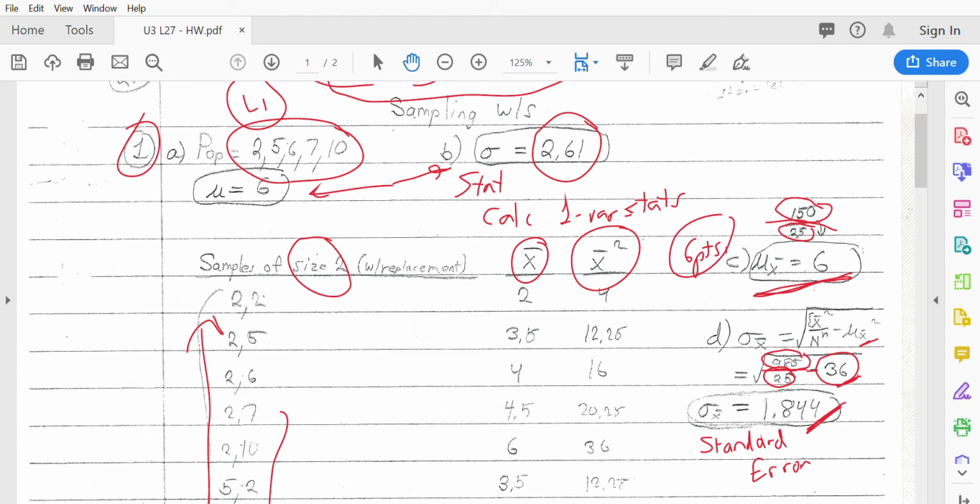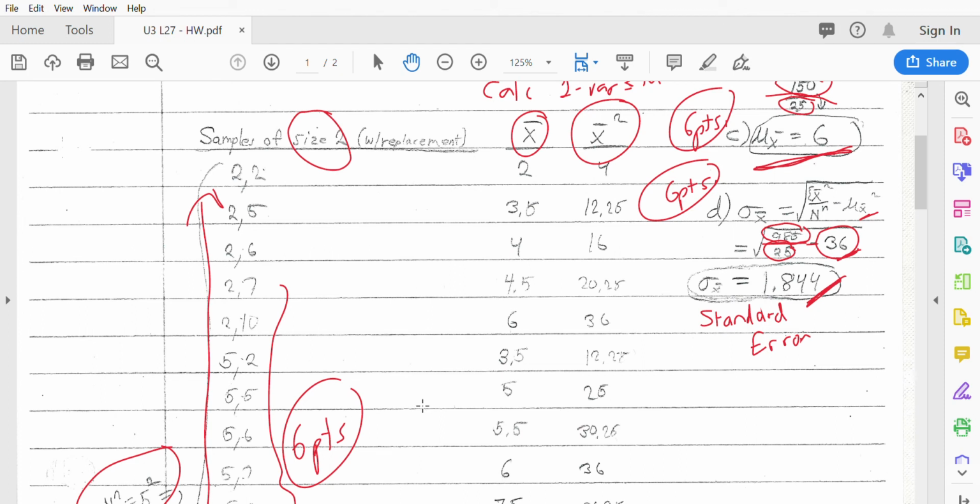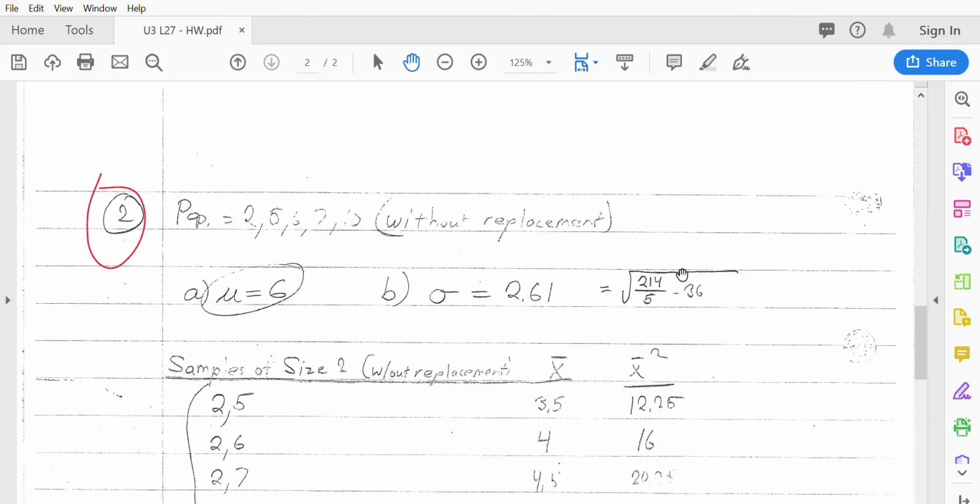By the way, on test number 3, question number 1 will be sampling with replacement, just like this. If you can do these 3 things, list the samples, 6 points. Find the mean of the sampling distribution, 6 points. Find the standard error, 6 points. There's 18 points right there. Let's go to number 2.